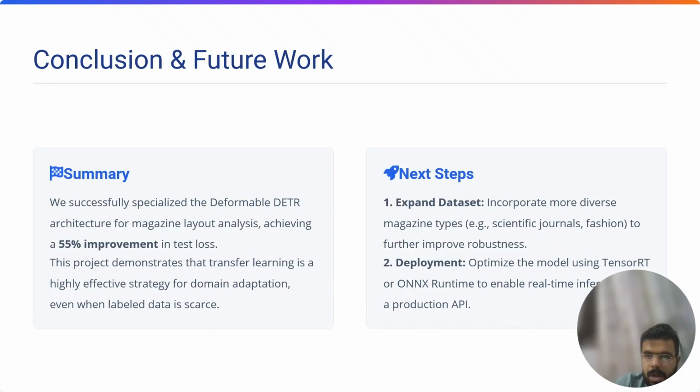So this is the conclusion. This project proved that you don't need a Google-size data set to get state-of-the-art results. With just 40 pages of high-quality annotation and careful fine-tuning, we improved performance by 54%. Moving forward, I plan to expand the dataset to cover more title pages and optimize the model for real-time inference using ONNX runtime. Thank you.